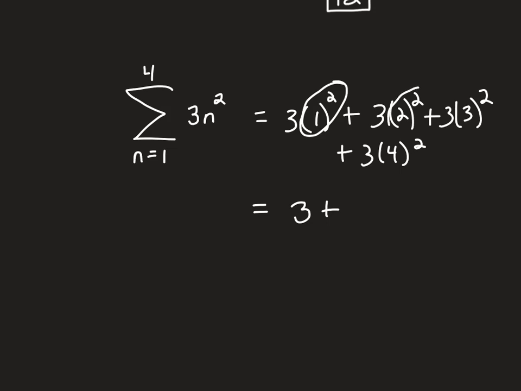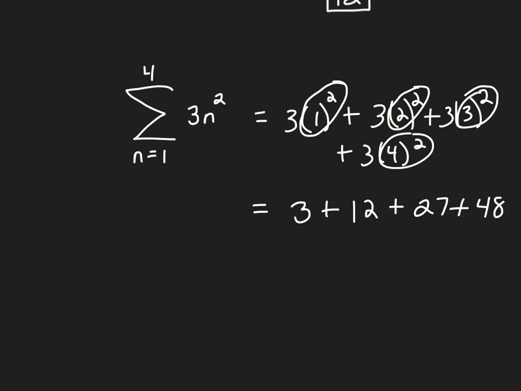The next one, we square the 2 first. 2 squared is 4 times 3 is 12. 3 squared is 9 times 3 is 27. And 4 squared is 16. 16 times 3 is 48.